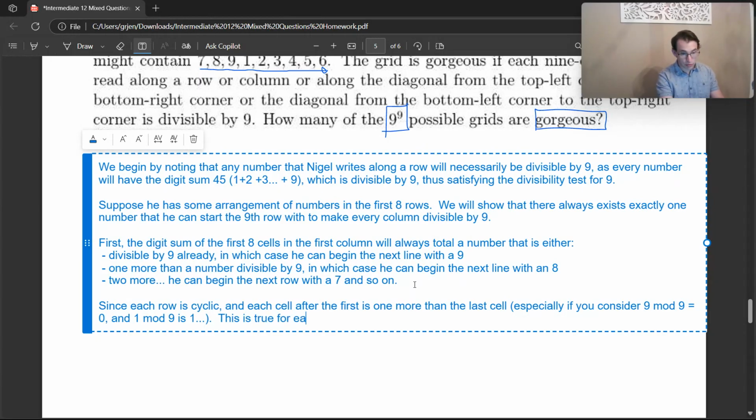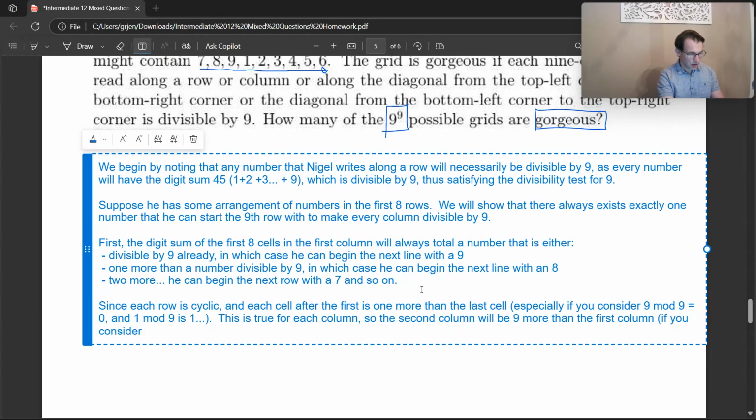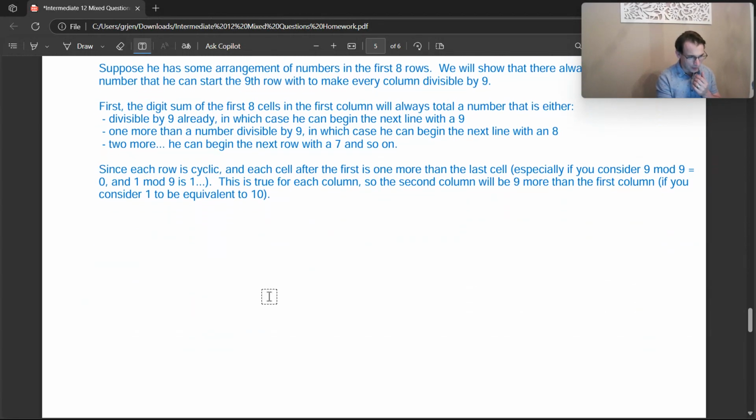This is true for each column. So the second column. So, for example, we might show it this way. This one is really hard to show, though it's really nice to understand. So this is challenging. So we can look at it like this.